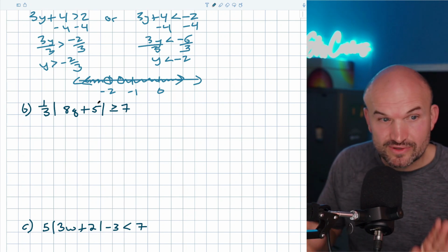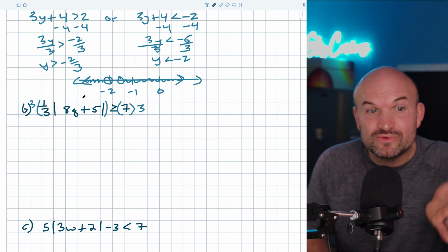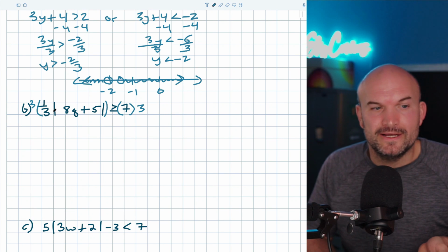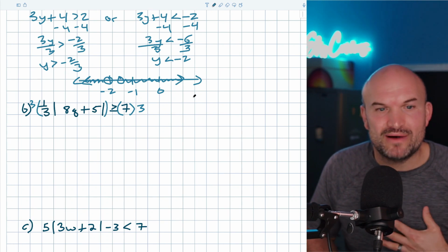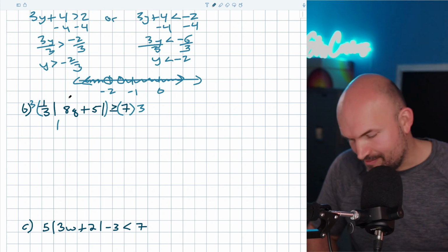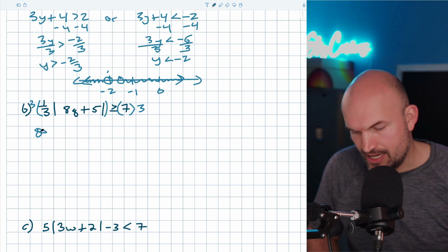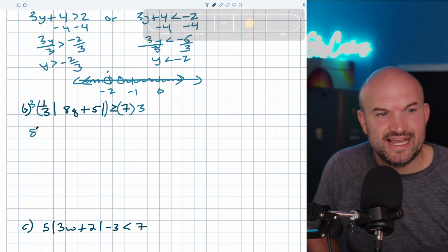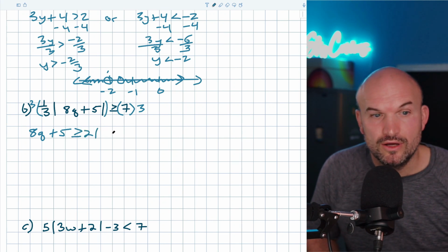Now, before we do my two cases though, the main thing I want to do here is multiply by 3 on both sides. Why am I multiplying by 3 on both sides? Because that's the reciprocal of 1/3. You could also divide by 1/3, but dividing by 1/3 is the same thing as multiplying by 3. So therefore, I have my two cases here as 8q plus 5 is greater than or equal to 21.